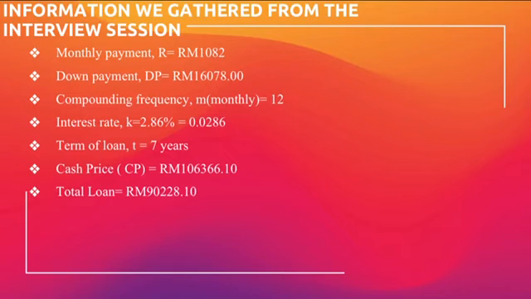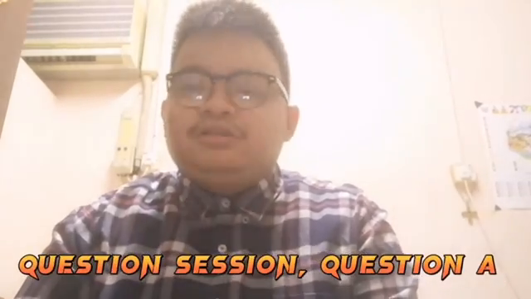Interest rate is equal to 2.86%, which is 0.0286. The term of the loan is 7 years. The cash price is 106,366.10, and then the total loan is 90,228.10. Today we will move on to the question session, which is question A, on which I will talk about now.